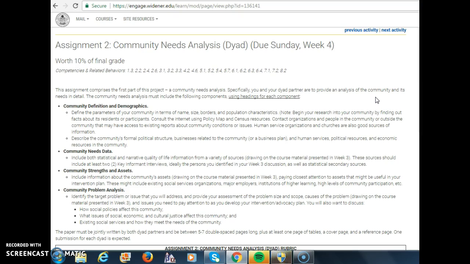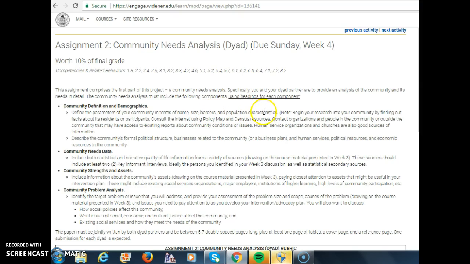And this needs analysis is going to include 4 main components, and you're going to want to use headings for each component. First, you're going to be looking at community definition and demographics. So you're going to need to define the parameters of your community in terms of the name, the size, sort of what the borders are, and those borders could be geographic borders, or they could be sort of definitional borders. You know, maybe you're looking at homeless individuals as your population. Well, how are you defining homelessness? Or are you looking at homeless individuals in a specific geographic area? Borders could mean different things depending on the community you're looking at.